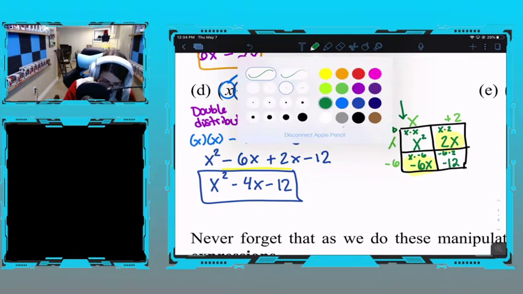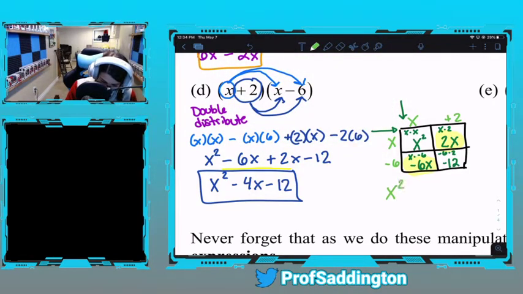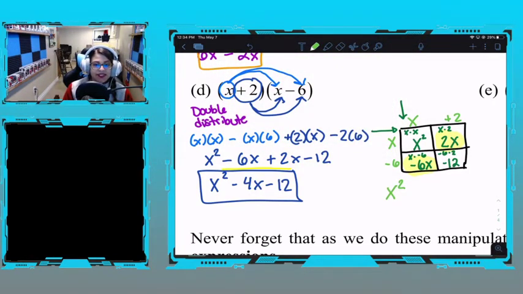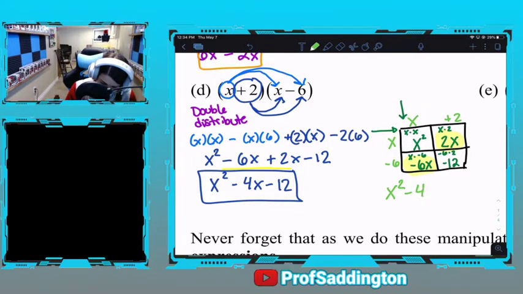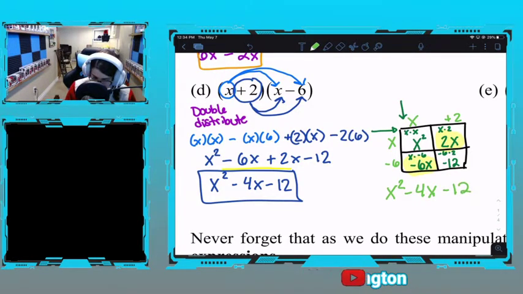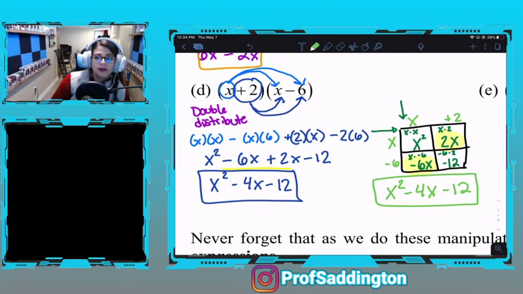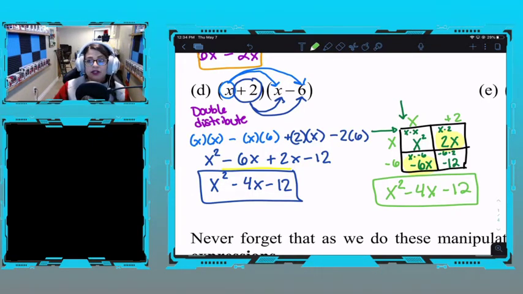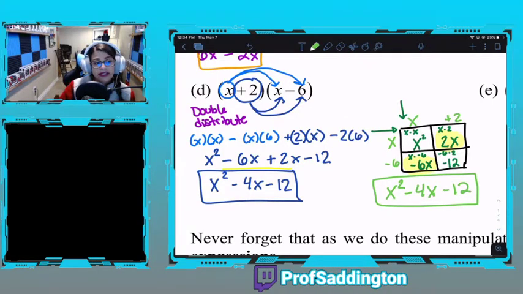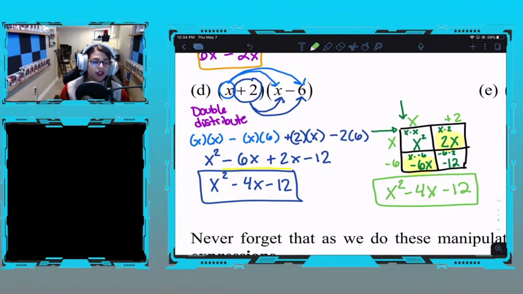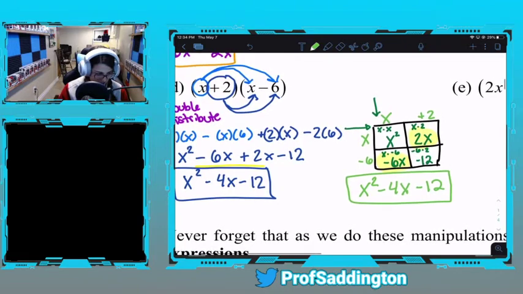So if we put all of that together, I have x squared. If I combine negative 6x and 2x, I still get negative 4x. And then drop down my minus 12. So as you can see, no matter which way I picked, I'm still going to get the same answer. So I'm going to show that method a couple more times, and hopefully by the end of this, you'll be able to figure out which method you like the best.